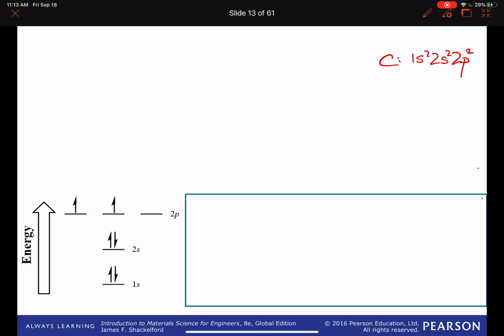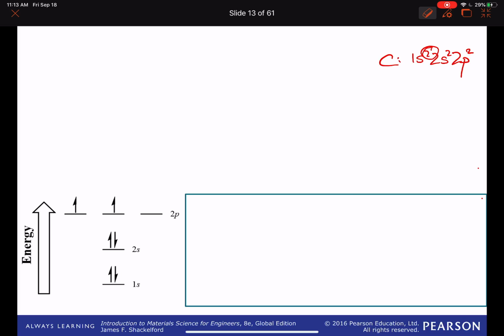Here the half arrows indicate one electron, so one electron here, another electron here, and you can see that the two electrons in the 1s orbital are indicated with these two half arrows of opposite spin, pointing up and down respectively.